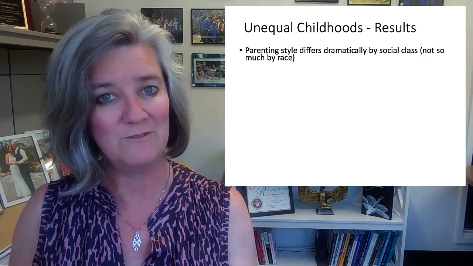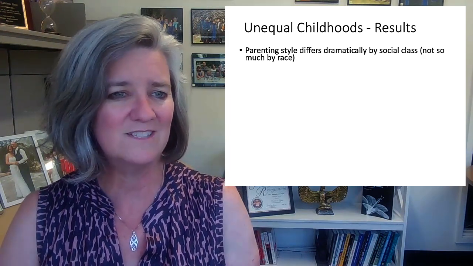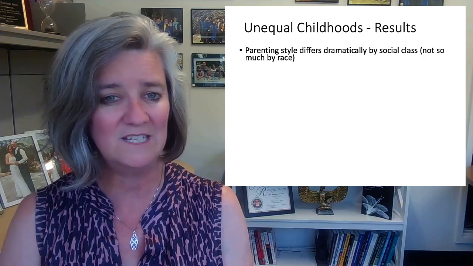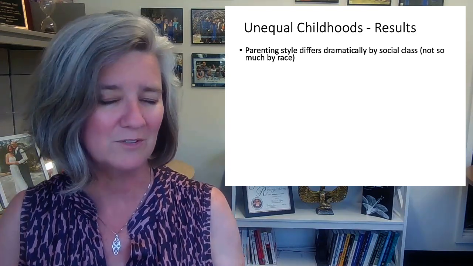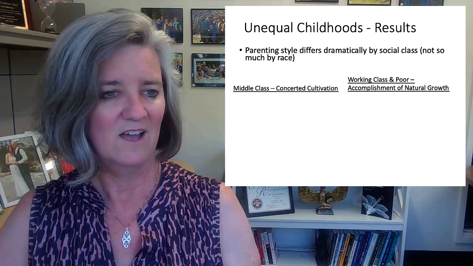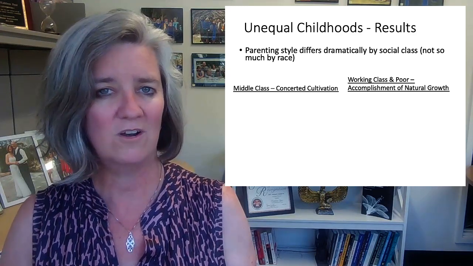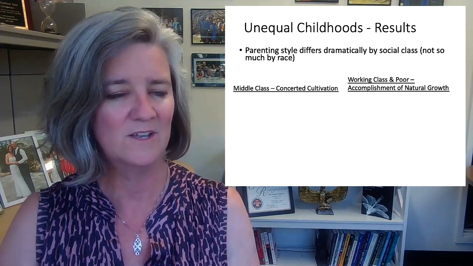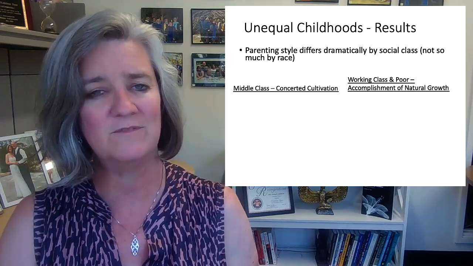If you're curious what she found, these results are a big deal in family science. She discovered essentially that parenting styles differ dramatically by social class. Perhaps surprisingly, they don't differ that much by race, but they differ by social class. And she came up with some terminology. This is part of the theory building I was talking about. She came up with some terminology that we now use to describe parenting. She said that in the middle class, parenting is about concerted cultivation. Parents try real hard to cultivate in their young children qualities that they're going to want in adulthood. Whereas she says the working class and poor families in her study emphasized the accomplishment of natural growth.